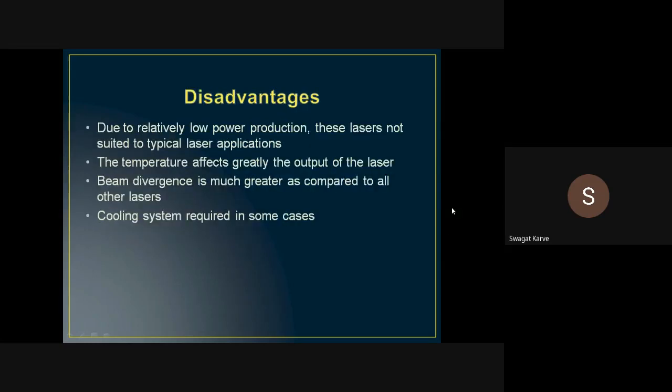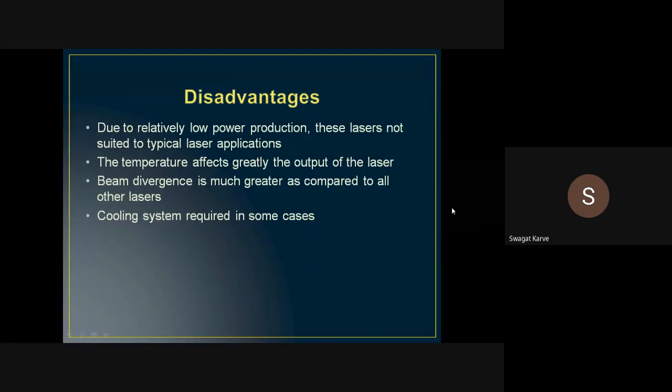Now, what are the disadvantages of the laser diode? Due to relatively low power production, these lasers are not suited to typical laser applications, right? So in case of power, you have to go for some ruby laser or some advanced laser. Basically, these semiconductor lasers are not that useful if you want a higher power output. Temperature greatly affects the output of the laser.